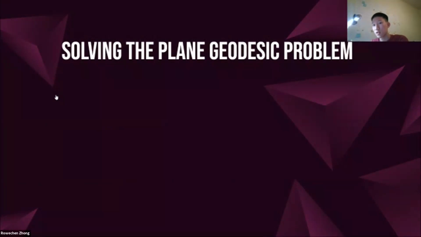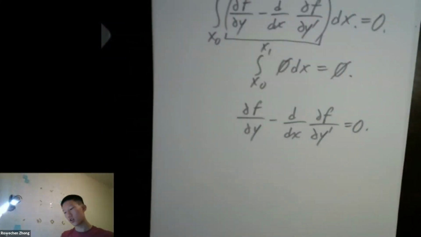Solving the plane geodesic problem. What is the plane geodesic problem? What is a plane? A plane, like a two-dimensional Cartesian plane, just means a two-dimensional flat surface. That's all a plane is. Geodesic. What is a geodesic? In any particular surface, a geodesic is the shortest path between 2 points. So for example, this is not necessarily always a line.